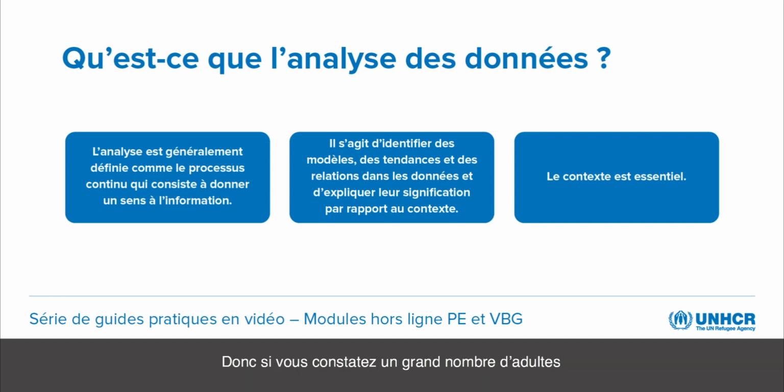So if you saw that there were a whole bunch of adults reporting for a while and all of a sudden it just became all children reporting GBV, you can say there was a change, but without that context, about why or what happened that caused that, that's really what we're talking about with the data analysis.